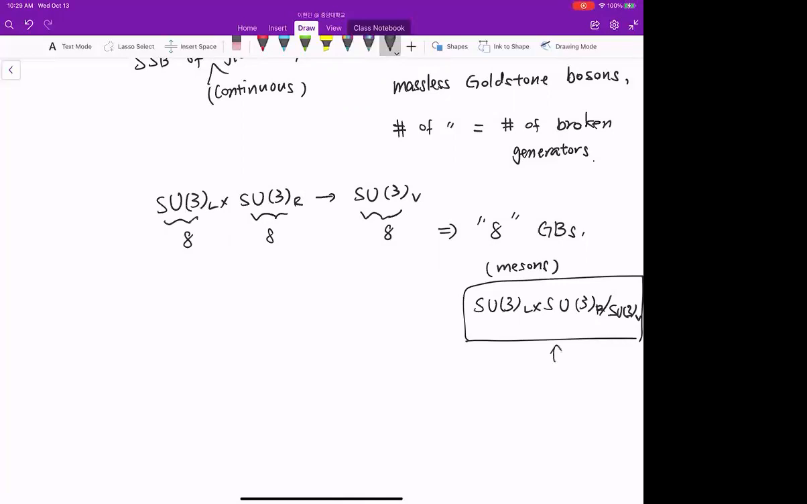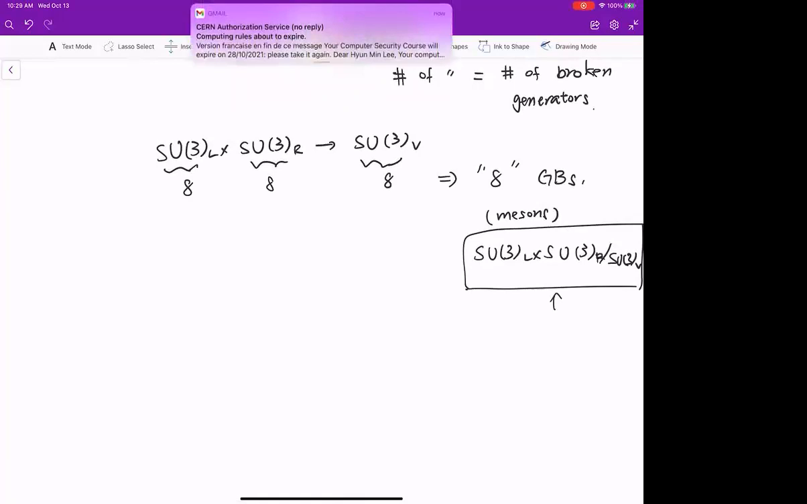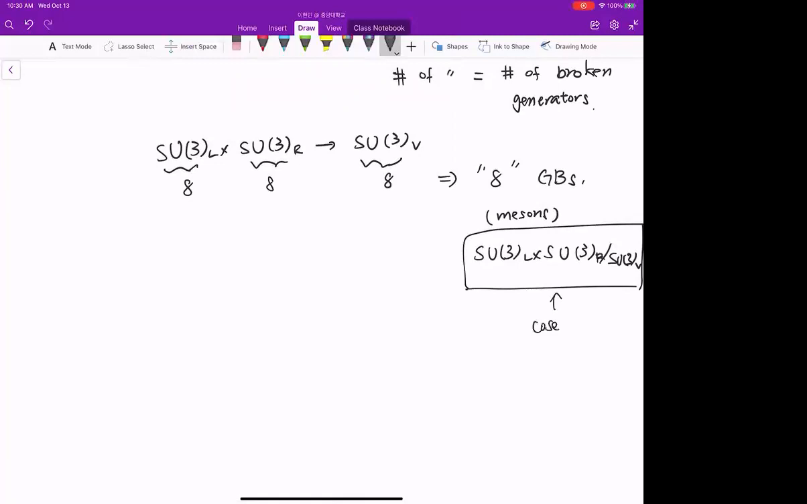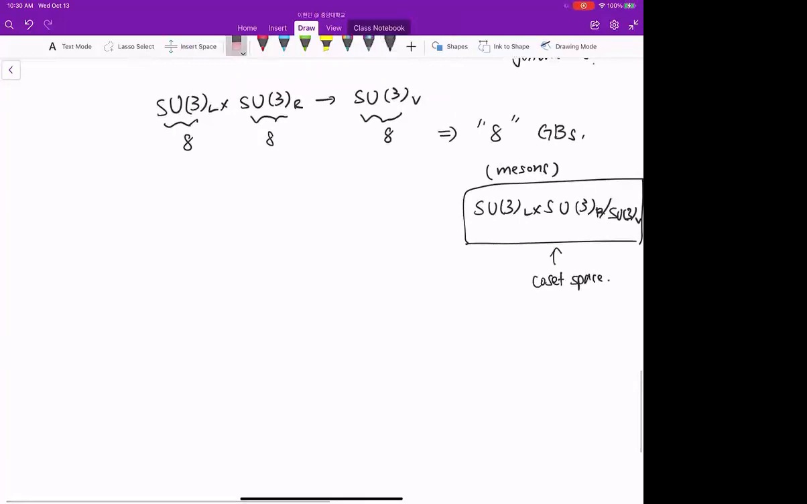This is some technical word, the coset space. Goldstone bosons are coordinates in this coset space. And the Goldstone is the direction along the degenerate vacuum states, and you don't cost energy.